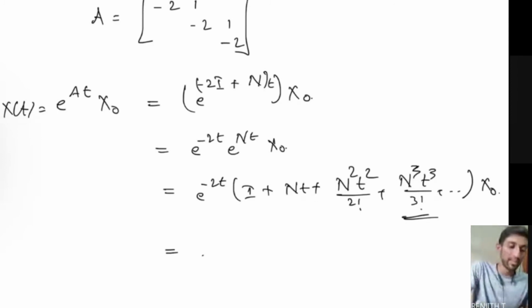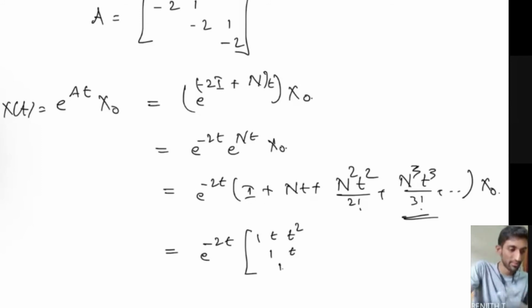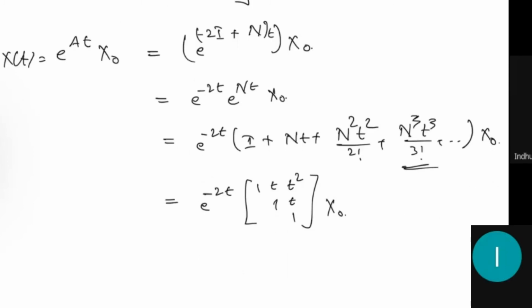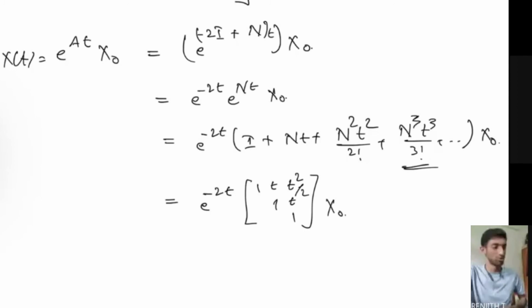So this will be e power minus 2t times, what is the matrix here? In one part it will be 1, 1, 1. Nt here will be t, and n square t square will be t square. If you just compute these things, you will get like this times x naught. T square by factorial 2. Sir, t square by 2. Okay, sorry, t square by 2.